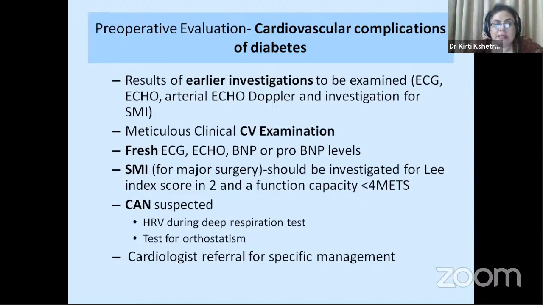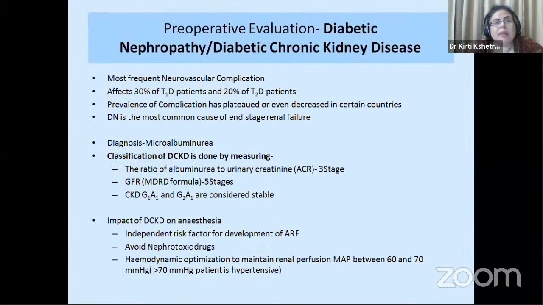If SMI is suspected, it should be investigated if the Lee's index score is 2 or functional capacity is less than 4 METs. If CAN is suspected, then heart rate variability tests and tests for orthostatism should be done. Cardiologist referral should be done for specific management.